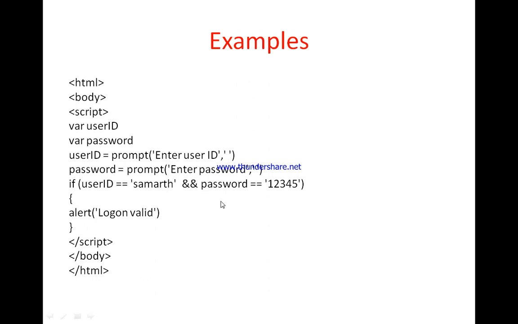When we enter this value, it comes into the second parameter, and after that it is stored into the variable userid. In the same way for enter password, the entered value will be stored in password. After that, the comparison userid equal to samartha and password equal to 12345 will be made inside the if condition. If it is true, then an alert box will be displayed with the message login valid. If it is false, then no message will be displayed in this program.